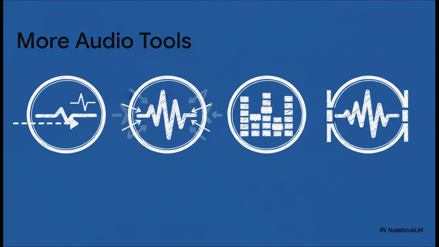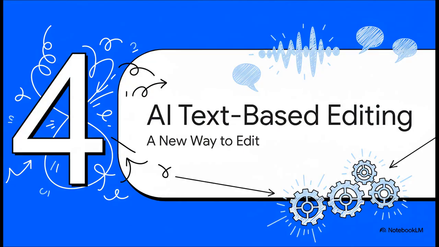In that same panel, you can easily get rid of reverb or reduce background noise. And if you want to get really granular, you can use things like an equalizer to shape the actual tone of the voice, or a compressor to make sure every single word is heard clearly. Okay, so fixing audio is already a huge deal.